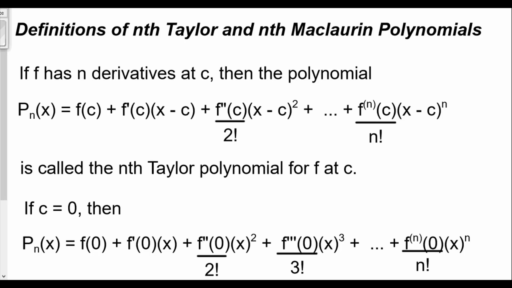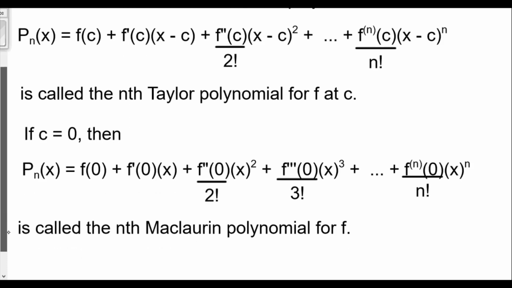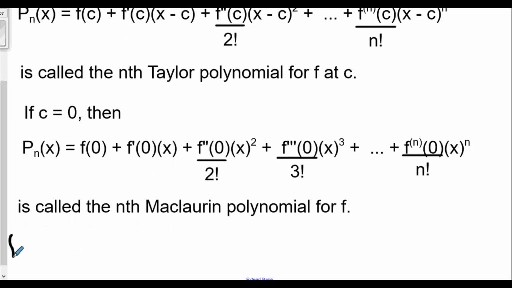For us, we're just going to find f of c, f prime of c, f double prime of c, all the way to the nth derivative at c. Then we're going to plug the rest into our formula. And if c equals 0, this is a special formula where p_n of x is equal to f of 0 plus f prime of 0 x plus f double prime of 0 over 2 factorial x squared plus f triple prime of 0 over 3 factorial x cubed, all the way to the nth derivative of f at 0 over n factorial times x to the n. This is known as the nth Maclaurin polynomial for f.